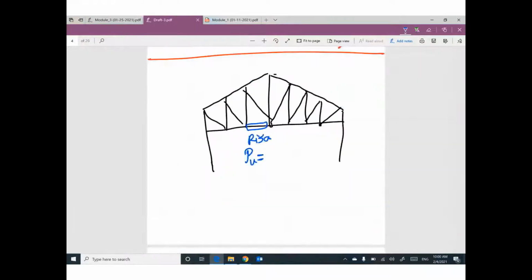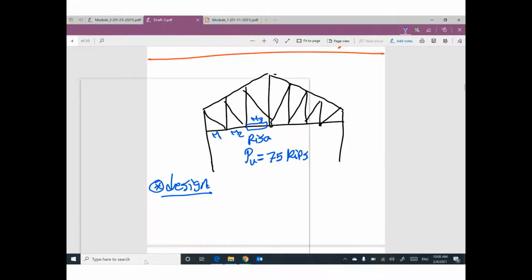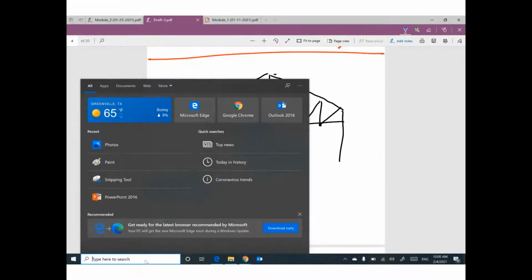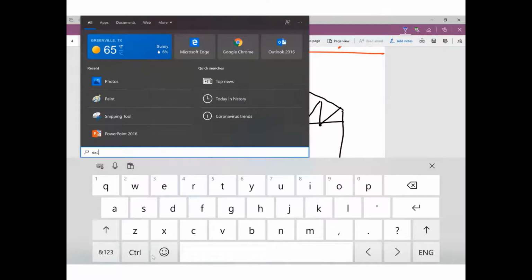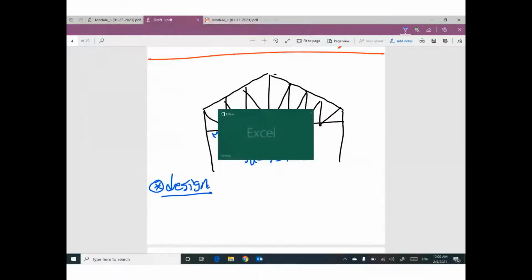Okay, let's assume it 75 kip. We need to design this member. I will do a real design with you right now. But this member, this one is M1, this one is M2, this one is M3. So I will open Excel to show you how to use Excel in your design.